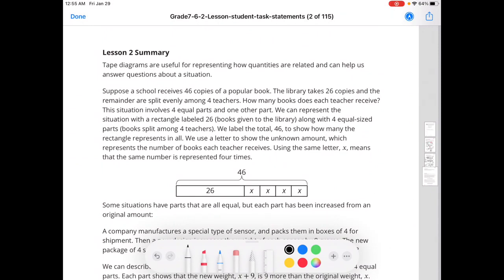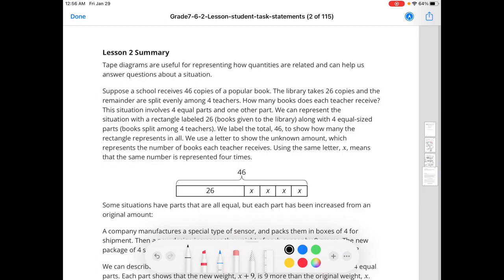So the lesson 2 summary just talks about how tape diagrams are useful when we represent how quantities are related. There are times that you might not be able to figure out how to use a tape diagram, and that's totally okay. You may not want to use a tape diagram because sometimes they're not going to be easy to use when we have a bunch of parts that are not all equal, or something is happening to each of those parts.